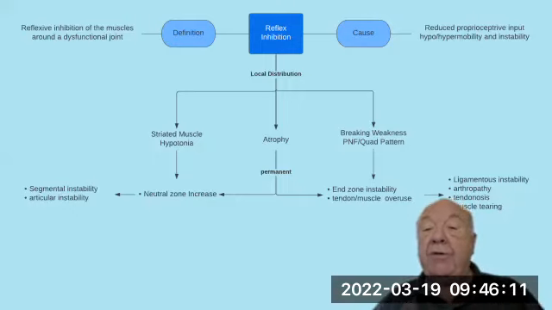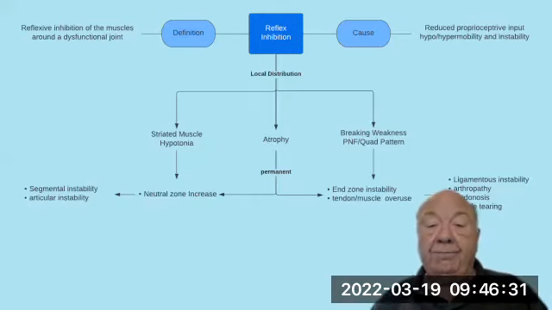The distribution of this is local to the joint that's causing it. This is not segmental, this is not global, and it's not even regional. This is local to the joint. You won't see the immediate effects of this further away than the muscles overlying this joint.